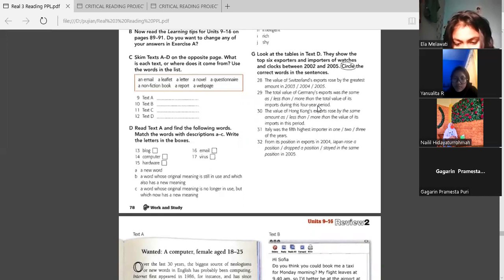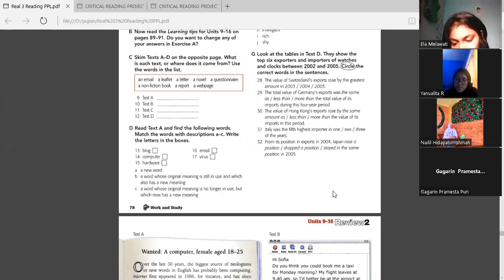Okay, number 29, the total value of Germany's exports was the same as or less than or more than the total value of its imports during this 4-year period. And then, so, what's that? Wait, sir. Okay. I wait for your answer. If you identify first, so going to less than. Okay. Less than. Yes, good. Go on, next number.